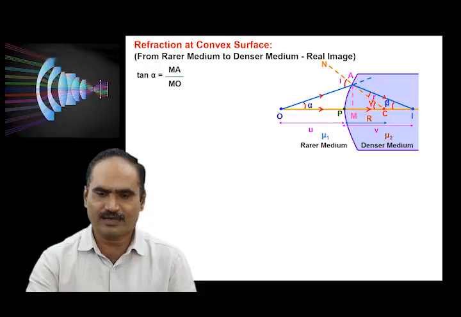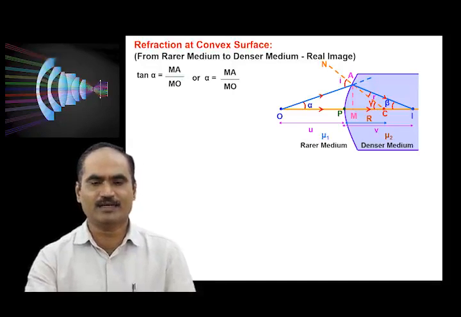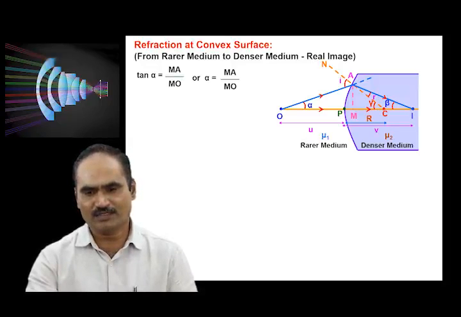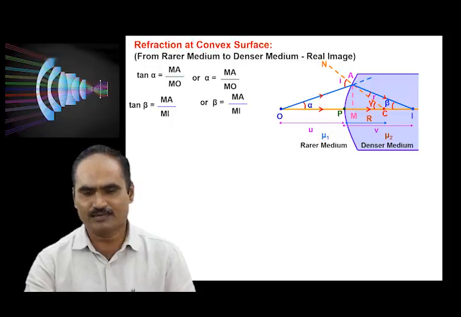Now let us take tan alpha. Alpha is this, right? Tan alpha is AM by OM, opposite by adjacent. And for small angles, tan alpha can be taken as alpha. Therefore, alpha can be written as MA by MO. Then let us take tan beta here. Tan beta is AM by MI. Then for small angles, we take beta is equal to MA by MI.